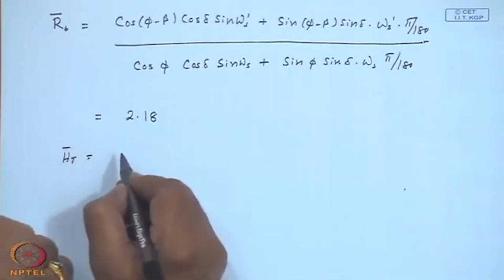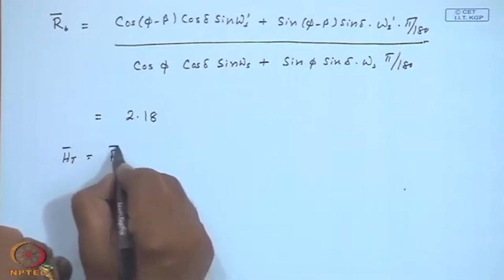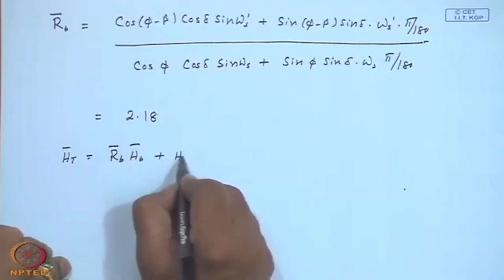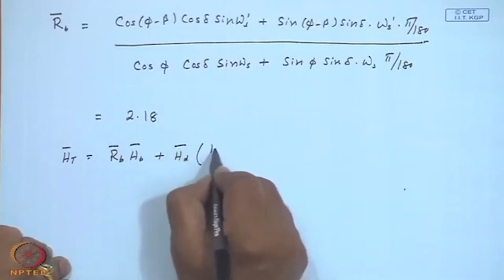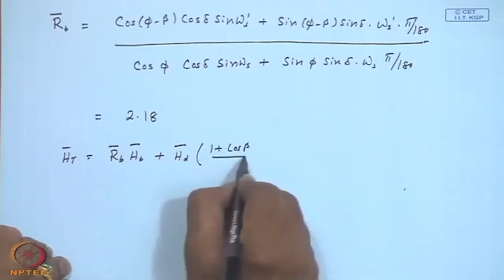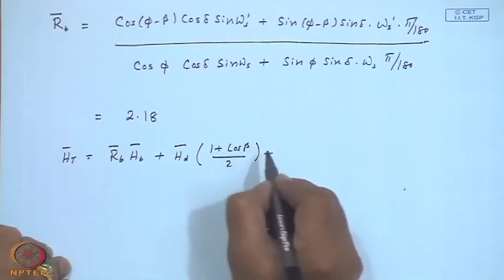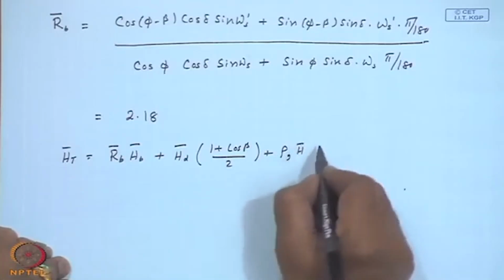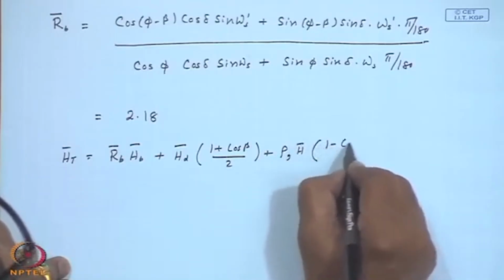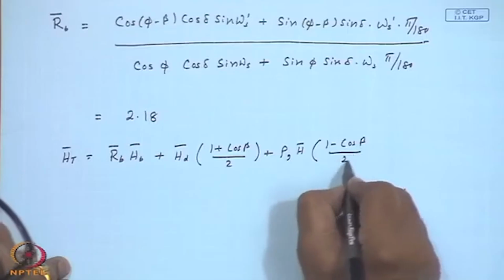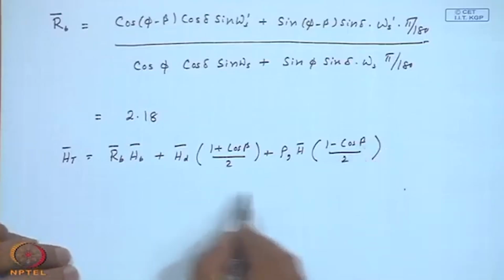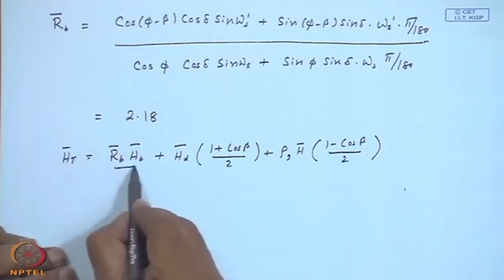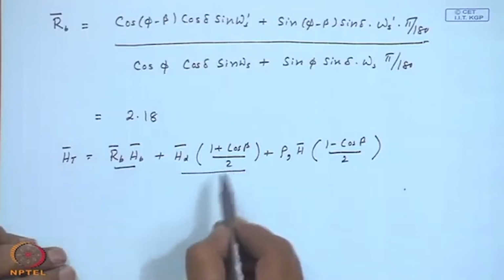And now, we will calculate H T bar, which should be equal to R B bar H B bar plus H D bar into (1 plus cos beta) by 2 plus rho g H bar into (1 minus cos beta) by 2. This is a formula with which we are familiar. The total radiation on the tilted collector surface consists of the beam component, the sky diffuse component and the ground reflected component.